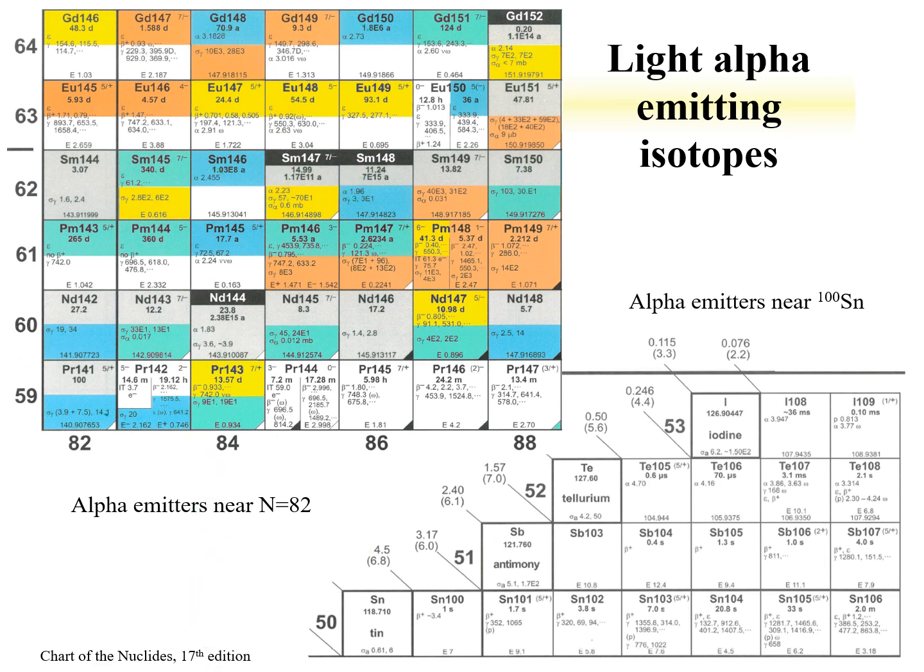We also showed that there were alpha emitters near tin-100. That would be doubly magic tin with 50 neutrons and 50 protons. And again, the alpha decays in this regime, as shown here, trend towards the formation of this doubly magic tin-100.